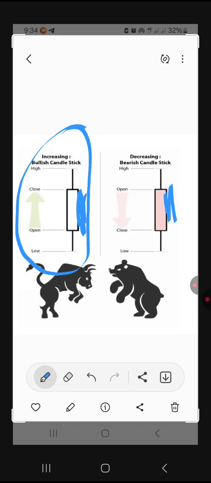So the body of the candle represents the strength of the candle. This thing here is what we call the body, the body of the candle. So a strong bullish body shows aggressive buyers, while a strong bearish body shows aggressive sellers too.